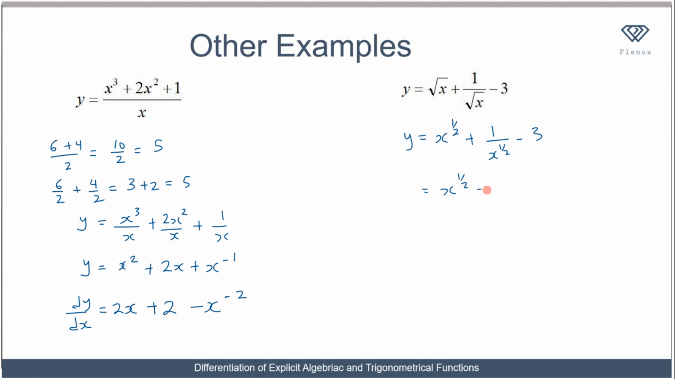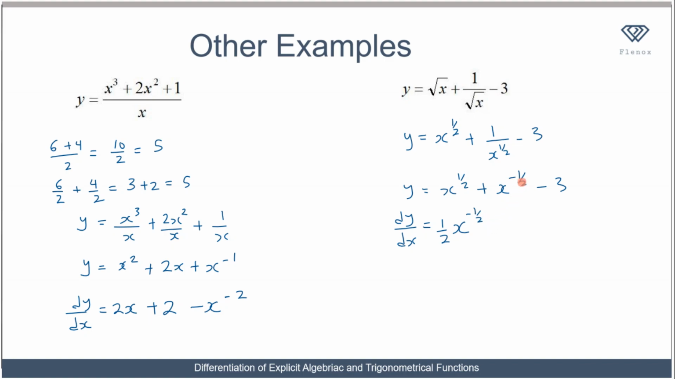And from our laws of indices, to remove this reciprocal sign, I have to attach the minus to these indices. So I can also write this out as x raised to the power minus half, then I have minus 3. So now I can differentiate this. So I have my dy over dx to be equal to, my half comes down. So I have half x raised to the power half minus 1. So half minus 1 gives me minus half.